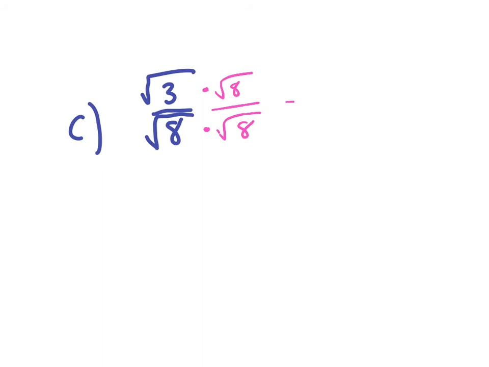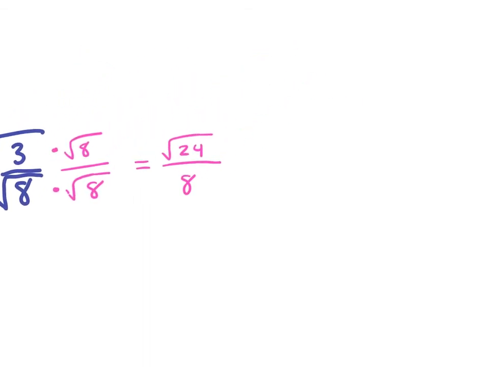Alright. So on the top, what's the square root of 3 times the square root of 8? Square root of 24. And on the bottom, what's the square root of 8 times the square root of 8? Square root of 64. What's the square root of 64? Awesome, 8. And let's see, can we simplify the top? So what are our factors of 24? 6 and 4.